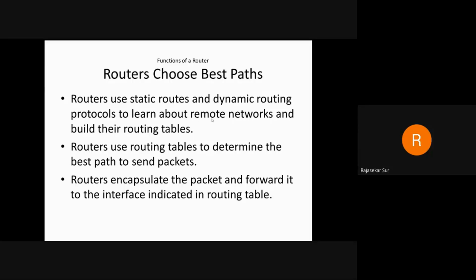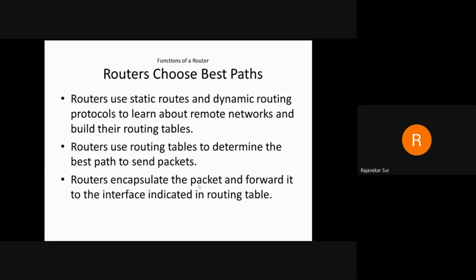Routers need to learn about the remote networks and build their routing table. Every router is going to have a routing table. Using the routing table, they will choose the best path for you. Routers use routing tables to determine the best path to send the packets. Routers are a very important device. All the packets coming from my machine reach you through routers, because you are in a different network and I am in a different network. In between us there are so many routers, and they select the best path for the packets.